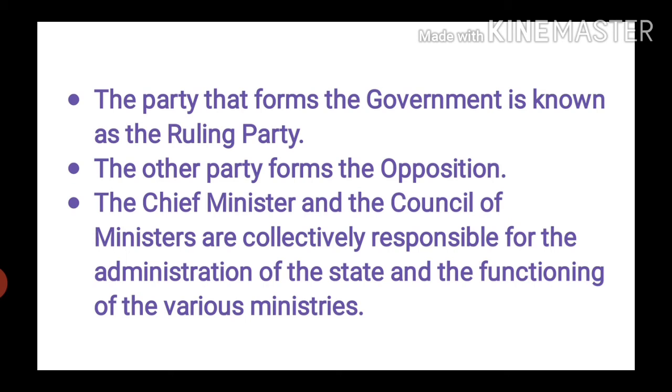The Chief Minister and Council of Ministers are collectively responsible for the administration of the state and the functioning of the various ministries. Why? Because the Council of Ministers will perform their duties and the Chief Minister will guide them. He will direct them to work.